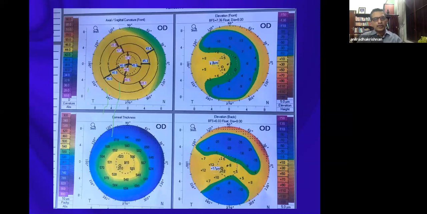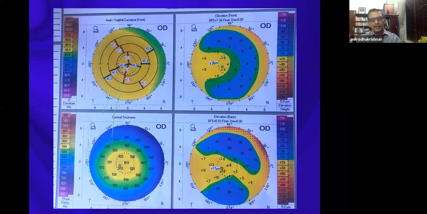So let's look at two, three PentaCam reports. This is a patient who has got sagittal curvature, which is the most important one. You can see the values are 47.6, 46.6. The corresponding points are quite okay. If you look at the front elevation map, the front elevation is coming to only 7 microns, perfectly normal. Pachymetry map, this is coming to 515, this is 580, this is 640. This is again perfectly normal.